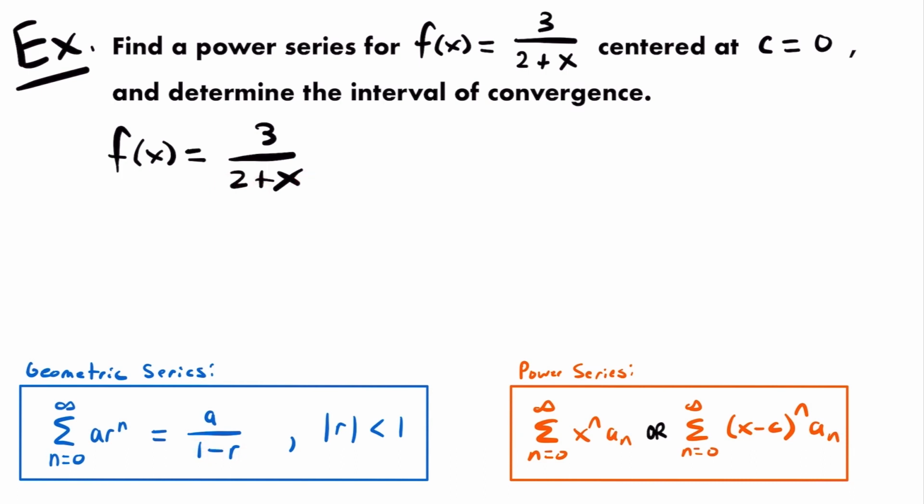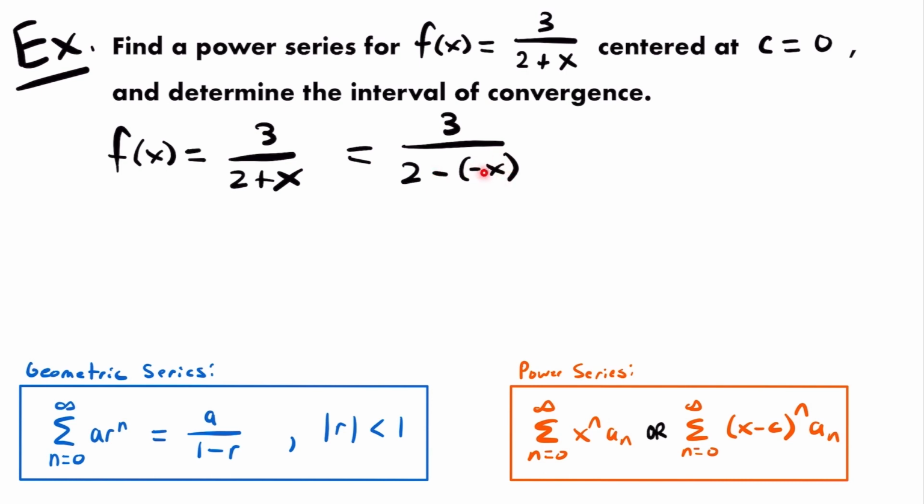And so what we have to do is manipulate this denominator. The first thing that we can do is remember that two negatives make a positive, so we can rewrite this function to look like this. This would be equal to 3 divided by 2 minus negative x, right? 2 plus x would be the same as subtracting negative x, because those two negatives will cancel out to be positive. But now we have 2 minus a common ratio.